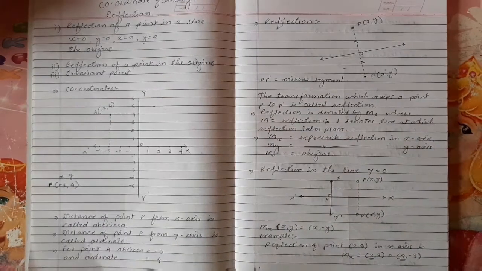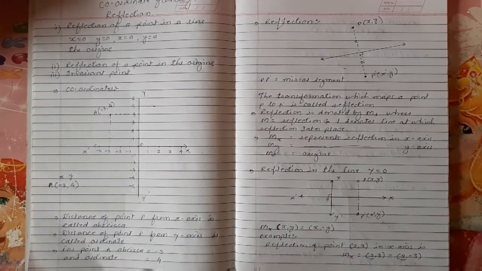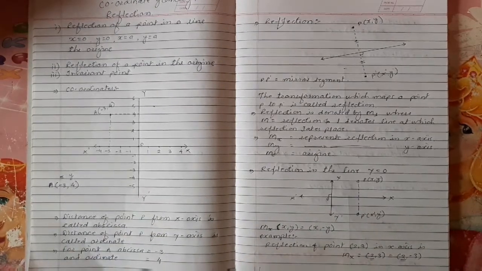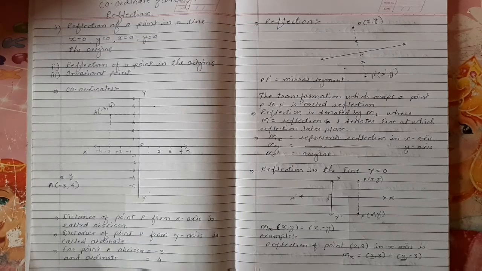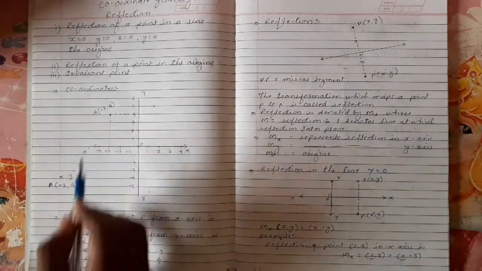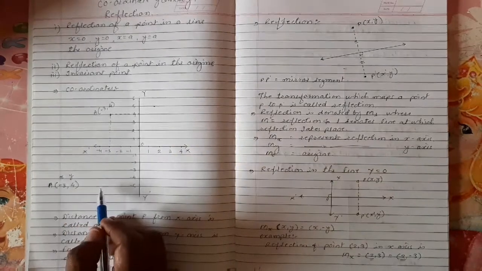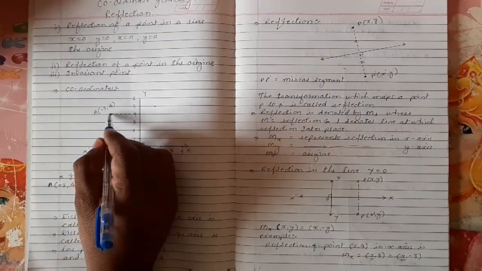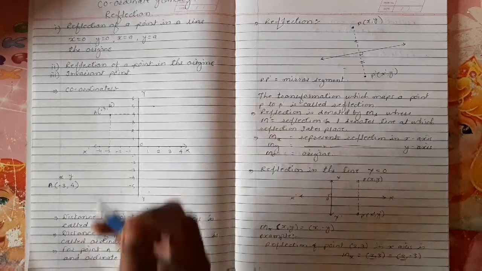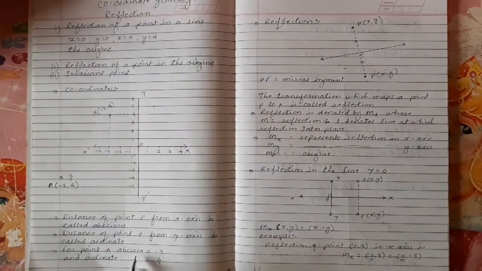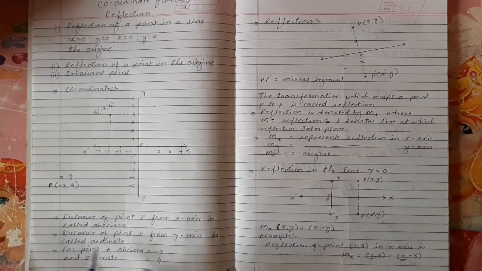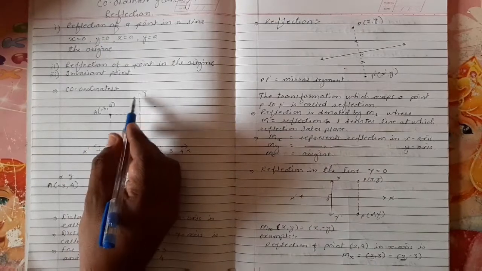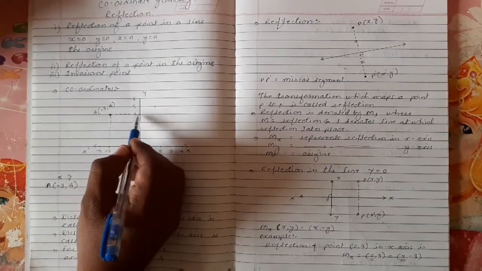Let me just clear what is abscissa and what is ordinate. The distance of a point from the x axis is called abscissa. Here point A is there, and its distance from the x axis, so the x axis is this axis and this point is here, this distance is called abscissa. And ordinate means the distance of a point from the y axis. So this is the point and its distance from the y axis is called ordinate.